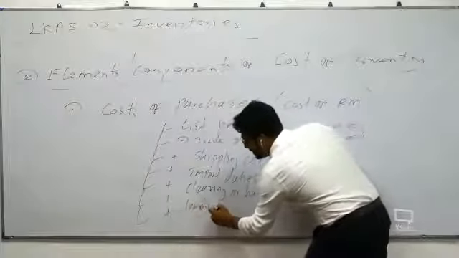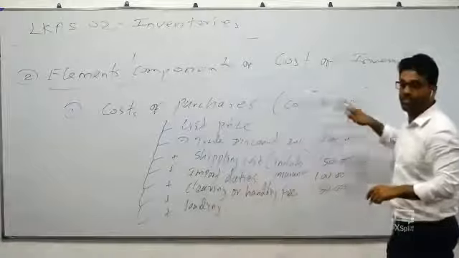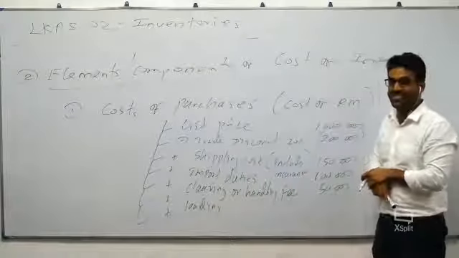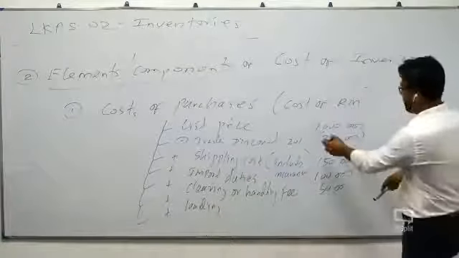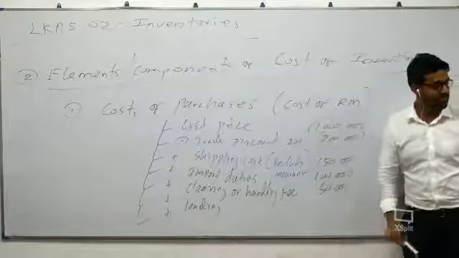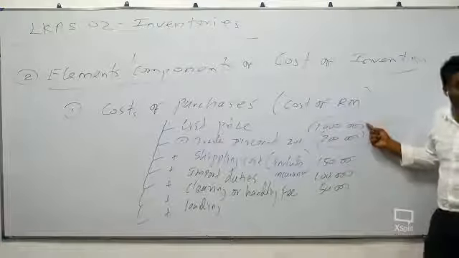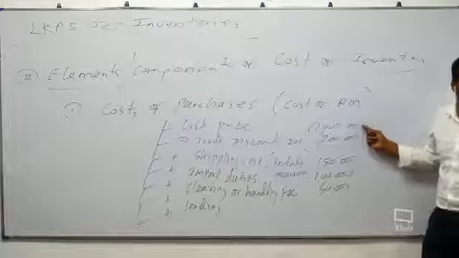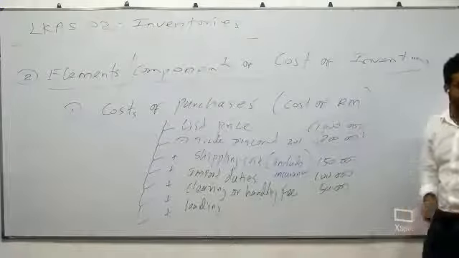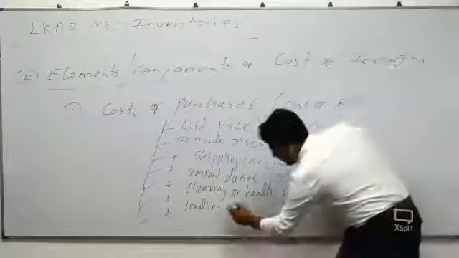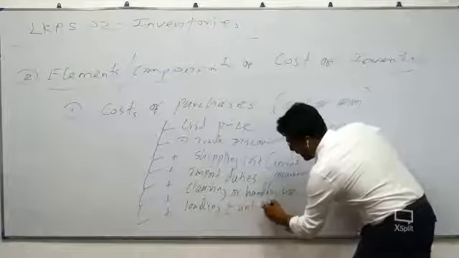Because you need to understand what you mean by cost of purchase. Our guys, you know what they think? Cost of purchase is what you pay to suppliers. What you pay to suppliers is only 800,000. That's not the cost of purchase. Everything is cost of purchase. What else? Loading and unloading charges. Any other guys?